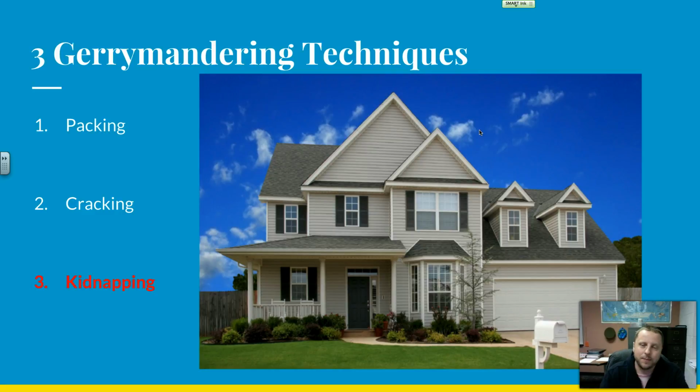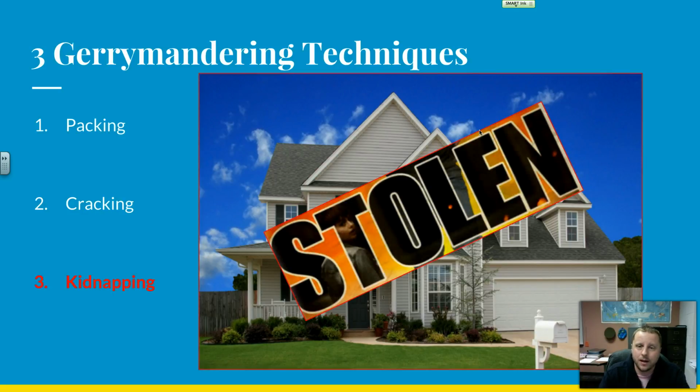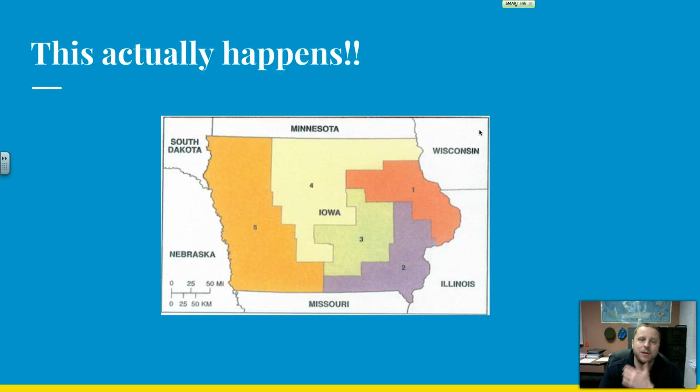Kidnapping is where, in order to be a representative from a district, you have to live in that district. So by drawing the lines, you could kidnap someone else, someone who lives near the border, a representative. You could go in and take that person's house and put it in a different district so they can't run in the district they're used to running in. That's another sneaky way to gerrymander. You steal their house, in other words. This, by the way, actually happens.